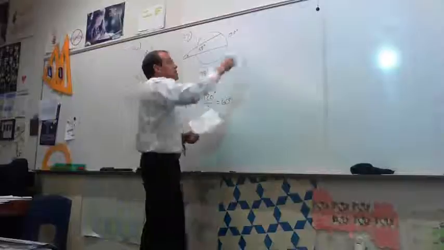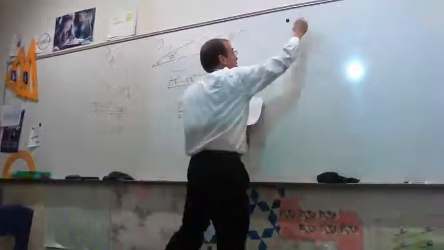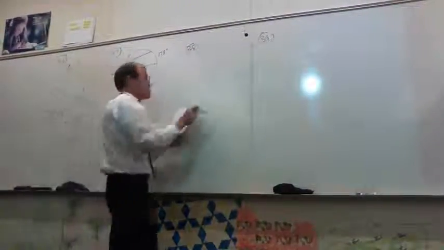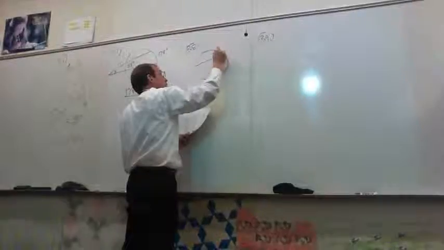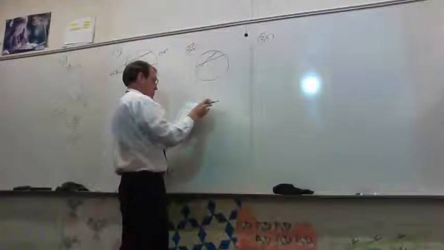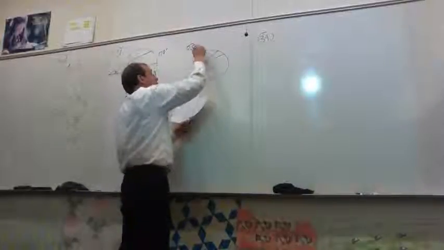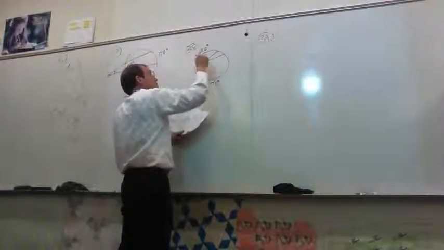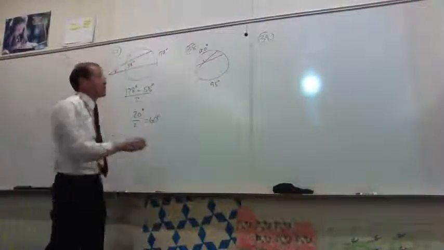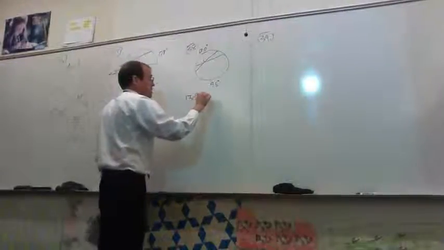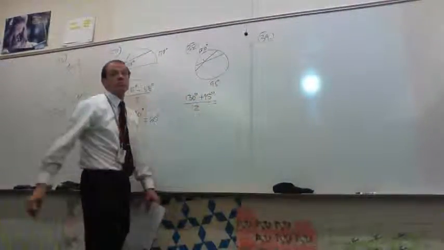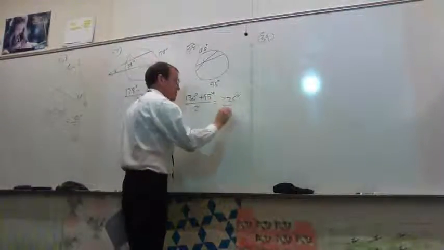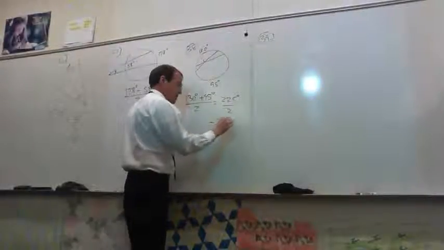Number 38 and 39 are the same kind of question, but you can't do 39 in the same way that you do 38 or you'd get it wrong. 38 says we've got these two line segments that meet inside the circle, and you've got 130 degrees here and 95 degrees here, and we're looking for angle 1. So that one's easy. We're going to add them and divide by 2. 130 plus 95 divided by 2. Well, it's 225 divided by 2, which is 112.5 degrees.